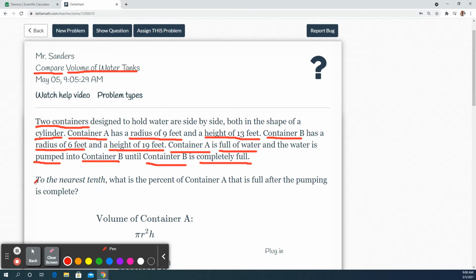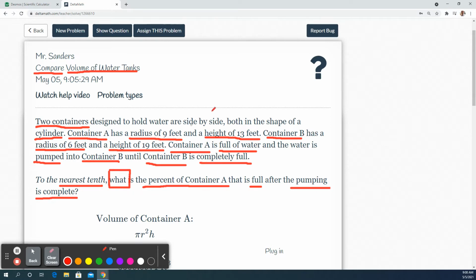Okay. To the nearest tenth. So we round our answer to the tenth place when we're done. What is the percent of container A that is full after pumping is complete?